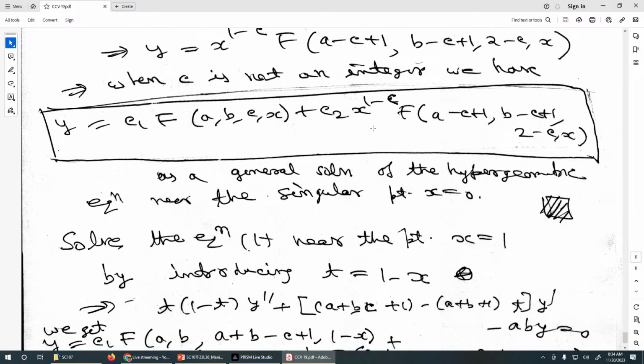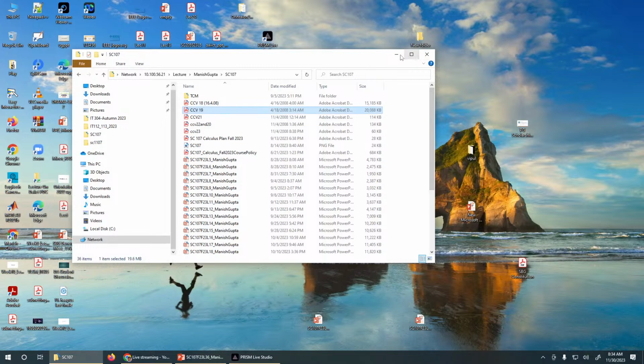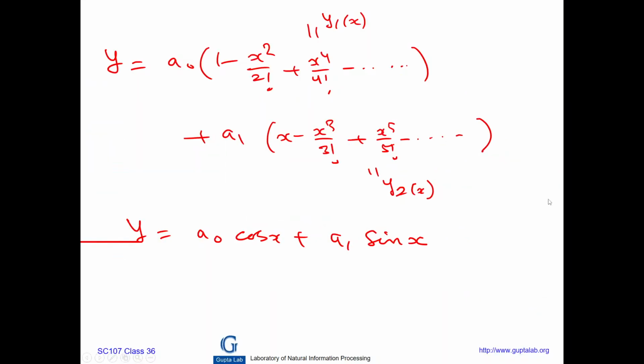Basically the solution of the Gauss hypergeometric equation is in the form of these two series solutions, F(a, b, c; x) and F(a minus c plus 1, b minus c plus 1, 2 minus c; x). All the details I am leaving out, no issue, right? Okay, so that's all about power series.